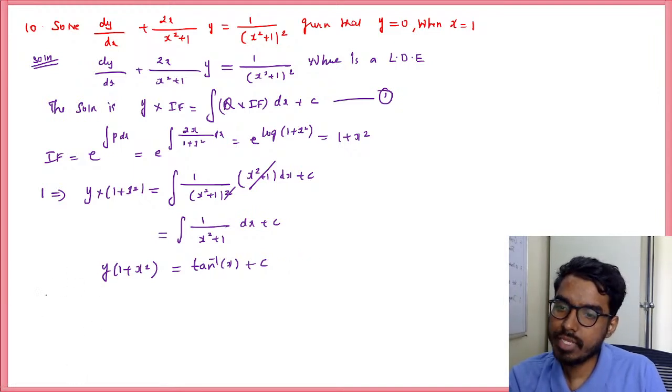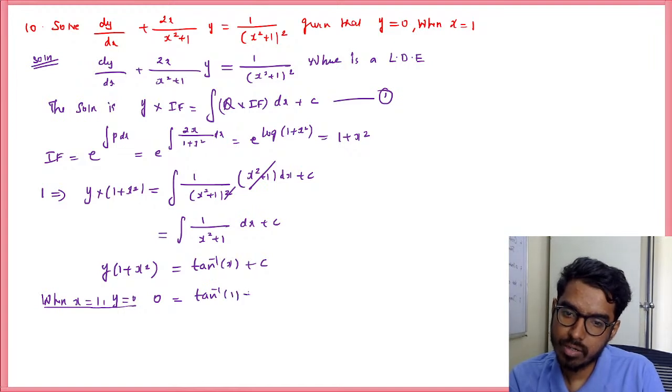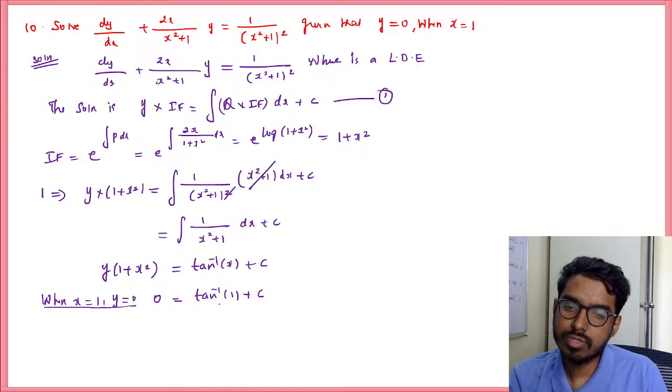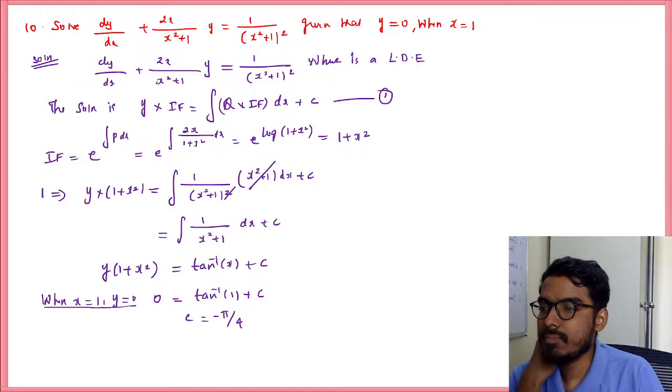It is given that y is equal to 0 when x is equal to 1, right? So that means 0 is equal to tan inverse of 1 plus c. You just substitute x equal to 1, y equal to 0. Tan inverse of 1 is 45 degrees, so pi by 4. So c will be minus pi by 4, right? So c is minus tan inverse of 1. The value of c is minus pi by 4.